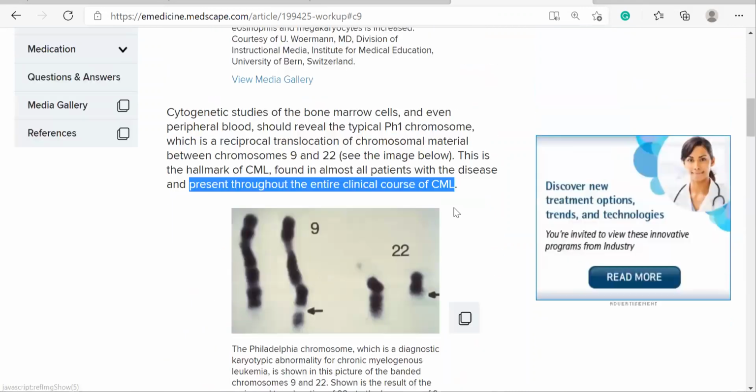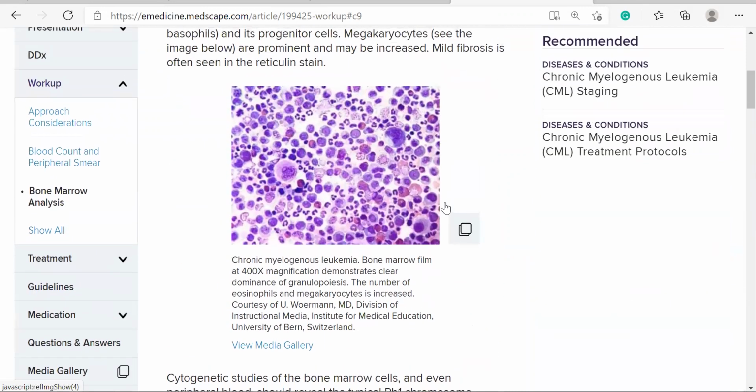Okay, so the basic thing that you need to understand, if they ask you the diagnostic investigation in this case, we will go for bone marrow aspiration and biopsy. But sometimes they can ask you what will help you to differentiate between some other form of leukemia, or sometimes even they can ask you which of the investigations below will help you to manage this particular patient.